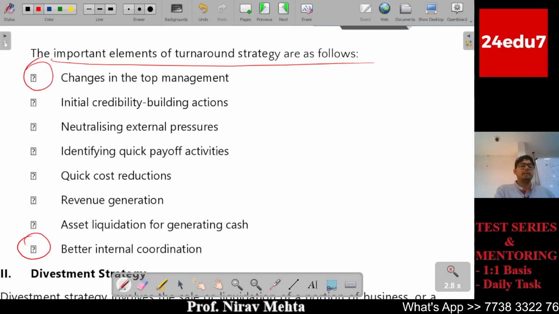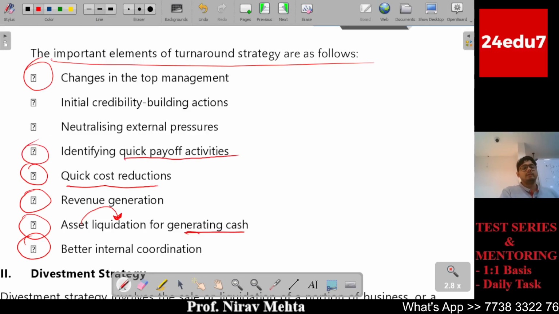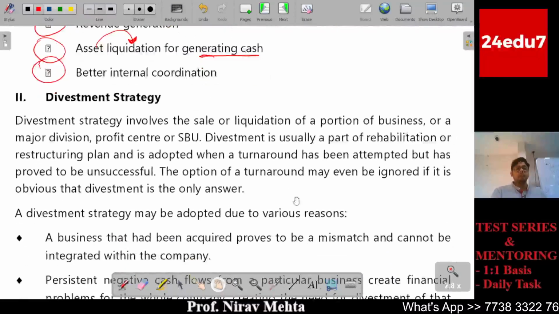Next, we require money, correct? Revenue generation. Asset liquidation, assets for generating cash. Next, quick and quick, so we have done these 6 points. Yes or no?